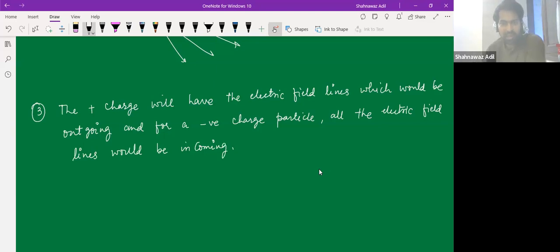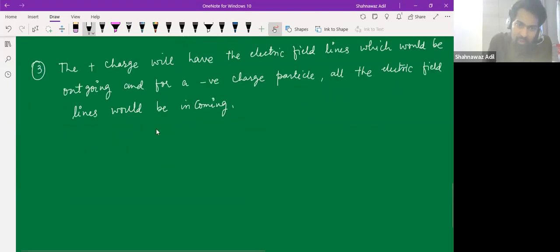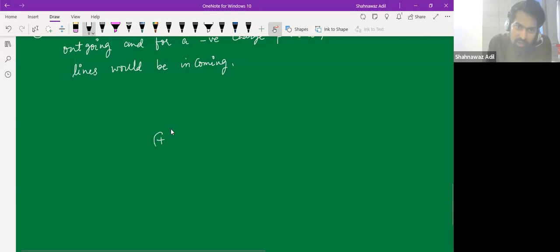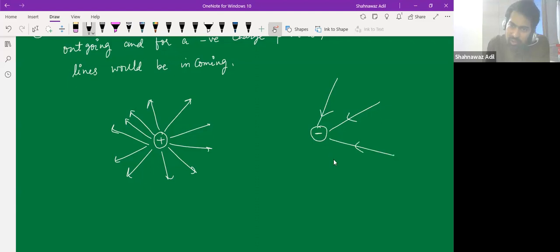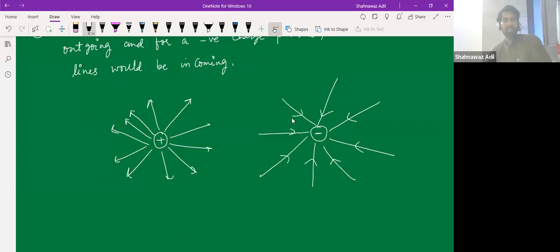So that we have seen from the properties of Coulomb's law, right? Negative charge is attractive, positive charge is repulsive, right? So due to positive charge, all the electric field lines will go outward, right? And due to negative charge, all the electric field lines will be incoming. Is that clear, guys?